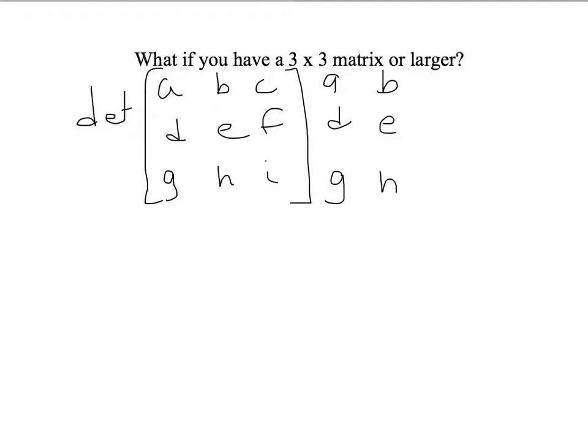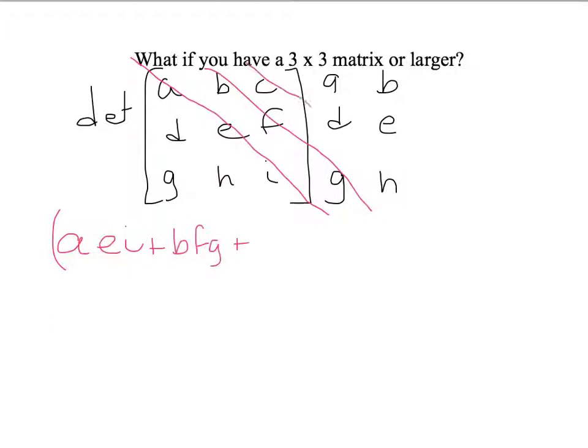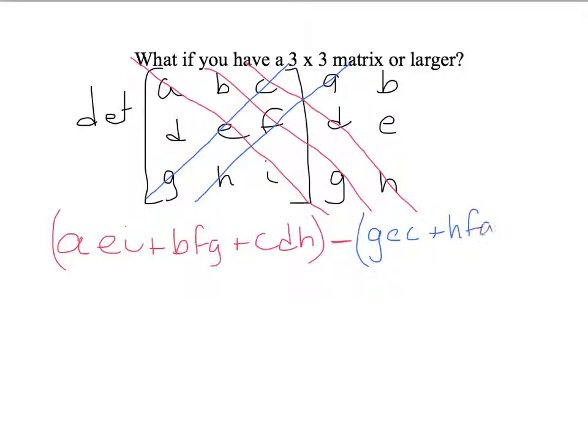Now I'm going to do what I did in the first place. I'm going to do A, E, I plus B, F, G plus C, D, H. So I'm going to find the product of the elements on these 3 diagonals, add them together, and from that I am going to subtract the products on these 3 diagonals: G, E, C plus H, F, A plus I, D, B. And that'll give me the determinant for this 3 by 3 matrix.